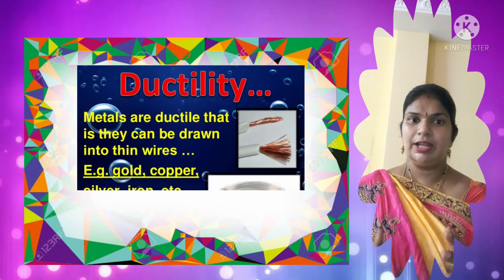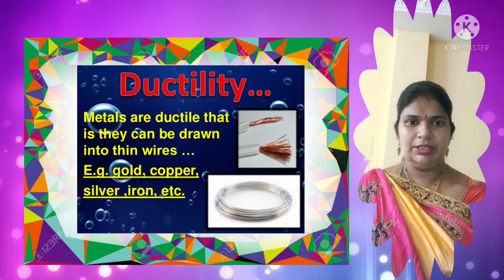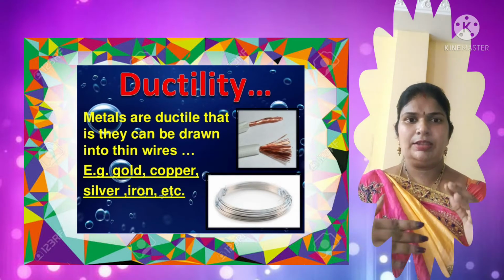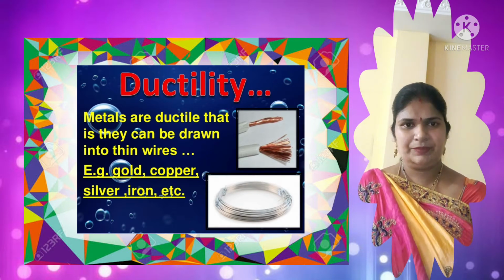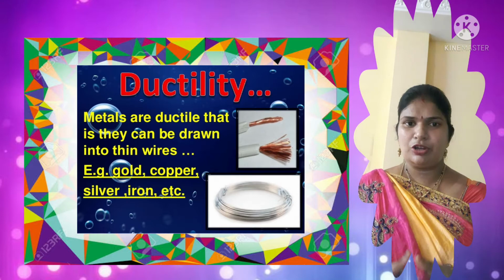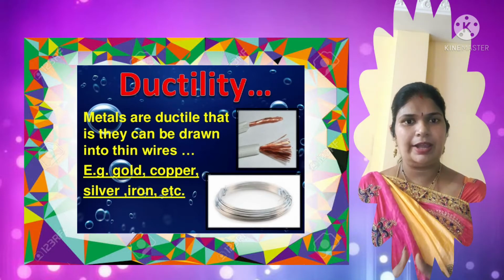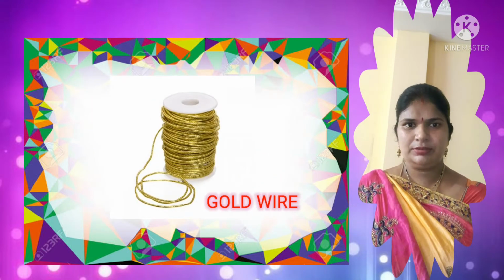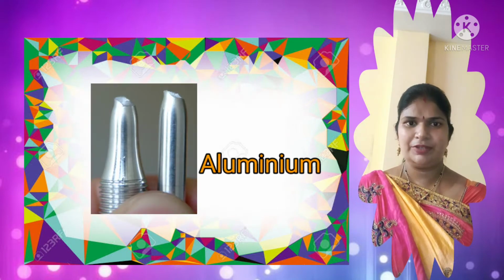Now we will see the second property of metals, that is ductility. So what is ductility? It is a property of metals where the metals can be drawn into thin wires. So metals can be drawn into what? Thin wires. That is called the ductile nature of metals. Examples: gold, iron, aluminium, etc. Okay children.